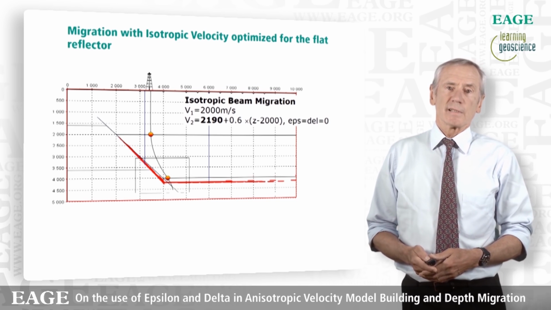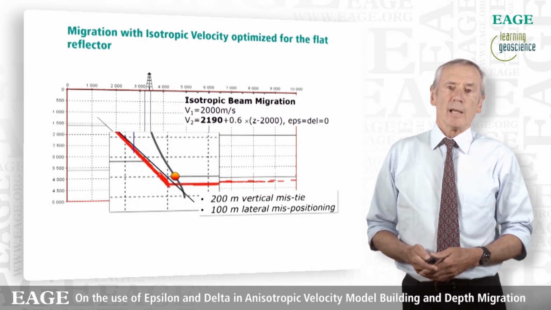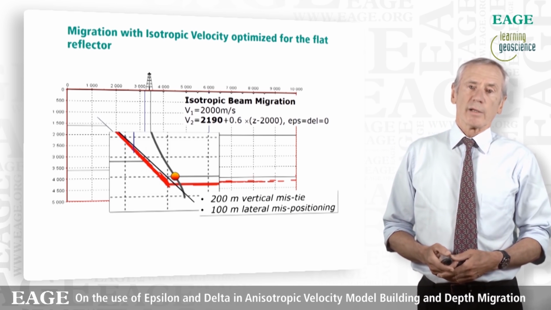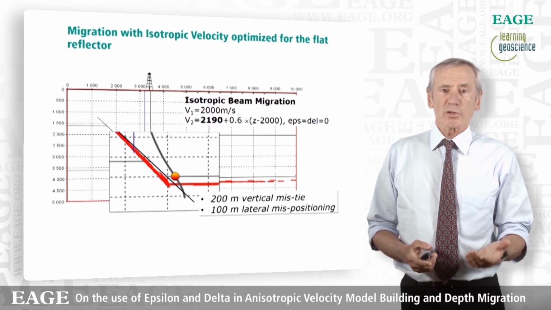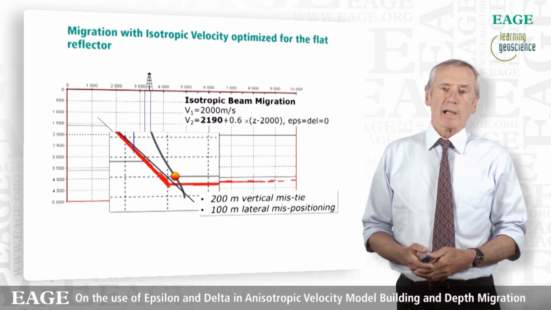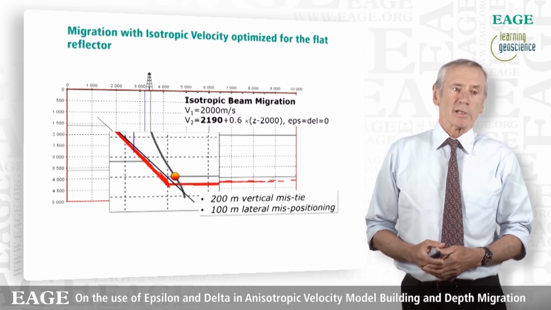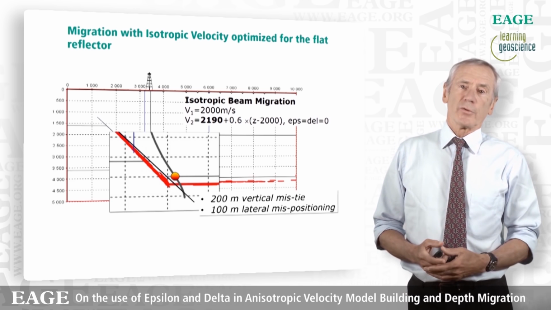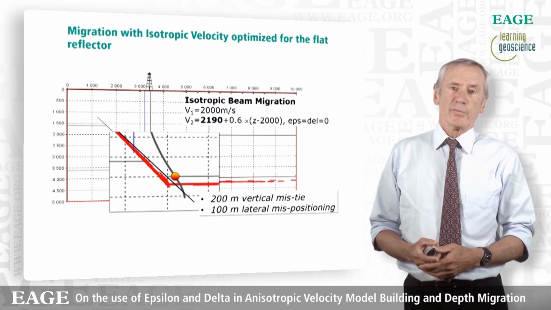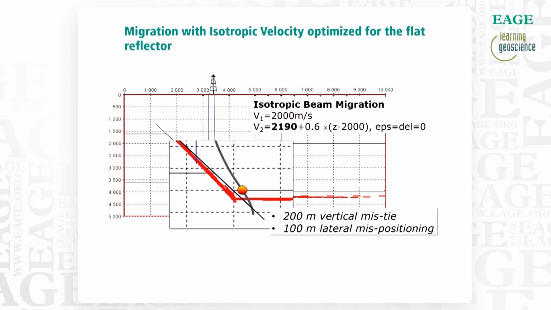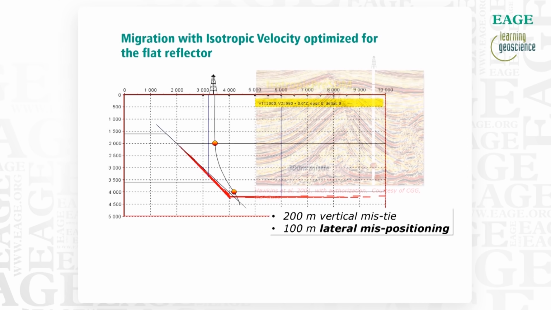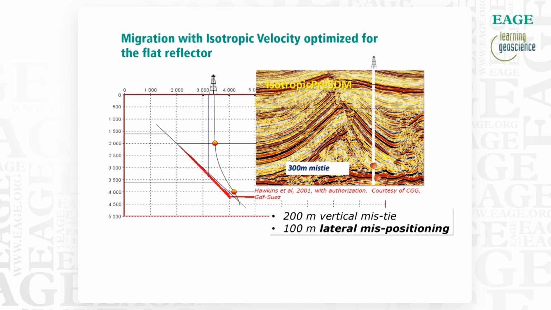Let me zoom in on this result and make the point that of course we are used to these vertical mistakes, but insist a bit as well on the lateral mispositioning. So for instance, in this case, people might have thought that they are 100 meters from the fault, but in reality, they might be only 20 meters away from it. Quite an important impact. More or less this is what happened in the real case that we saw earlier.